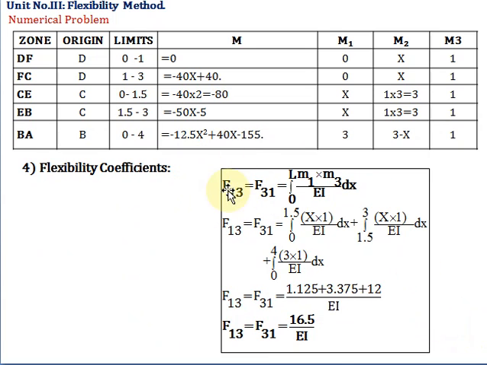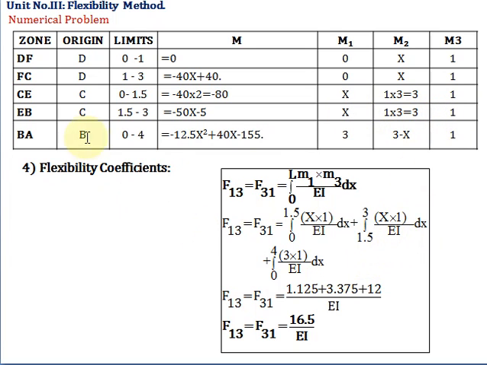Okay. The next is f13 equal to f31. So here m1 should be multiplied by m3, or m3 should be multiplied by m1. Both will be the same. So for the first two zones the value of m1 is 0, so for those terms the values will be 0. So for zone C, integration 0 to 1.5, the value is x, and for m3 the value is 1. So x into 1.